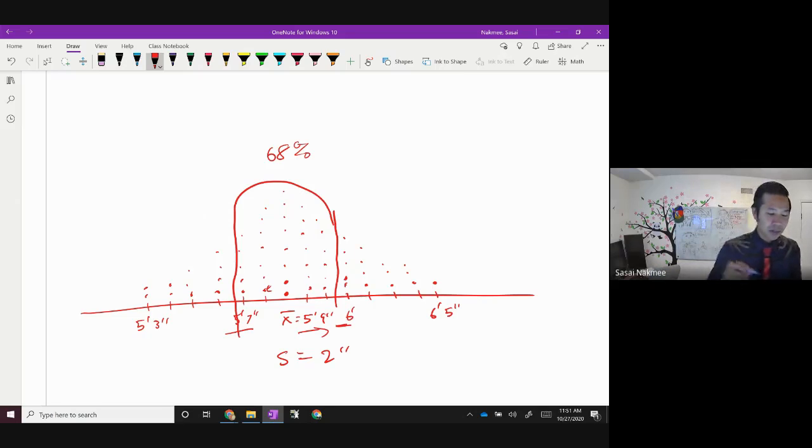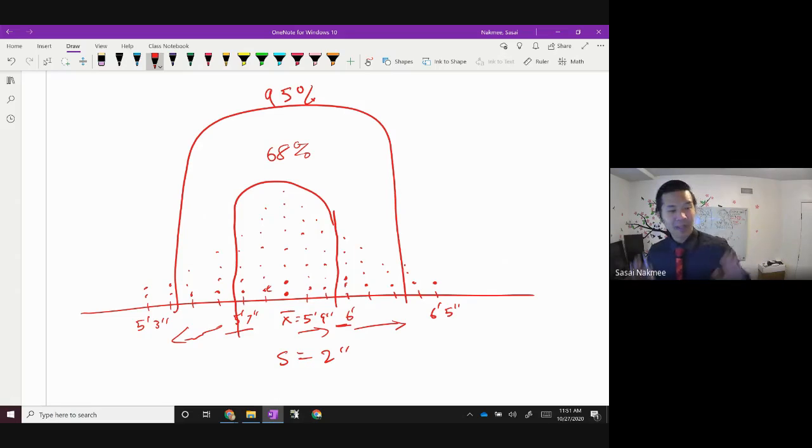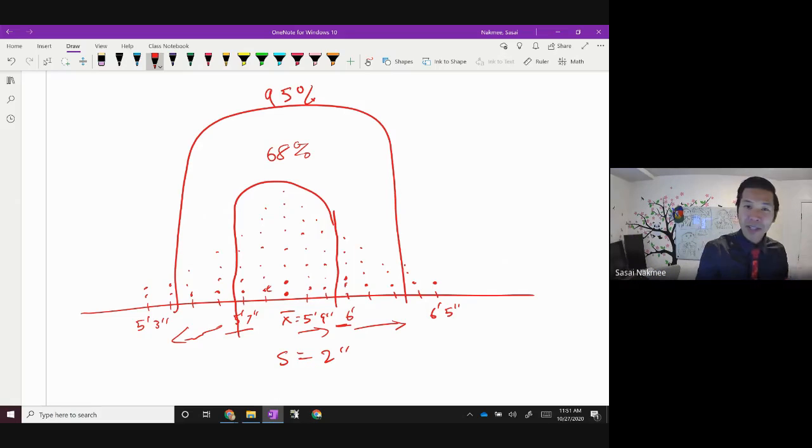And if you go further, right? If you go 2 standard deviations out above and below, you actually encapsulate 95% of them. Meaning if you had 100 people, 95% of them would be in here, and the other 5% would be either really short or really tall, right?